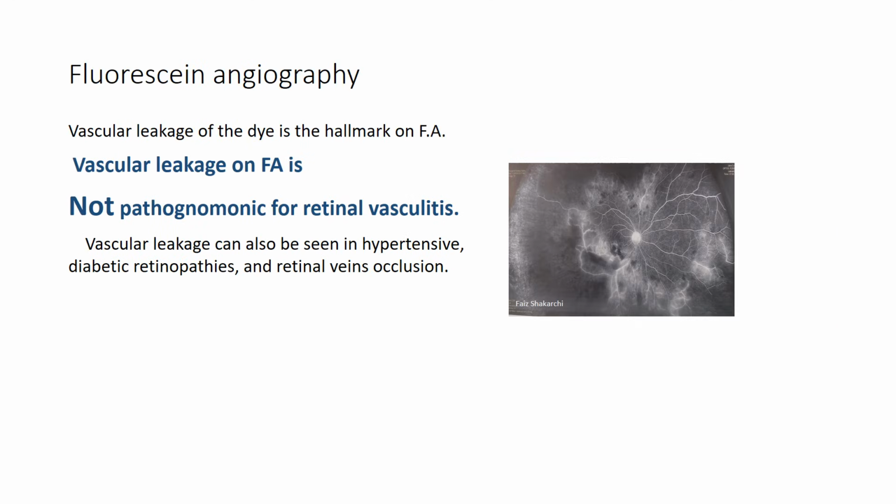The hallmark finding of retinal vasculitis on fluorescein angiography is vascular leakage of the dye due to damage of the tight junctions between the endothelial cells. Vascular leakage on fluorescein angiography is also not a pathognomonic sign for retinal vasculitis, as it can be seen in other cases such as hypertensive and diabetic retinopathies, and in retinal venous occlusion.